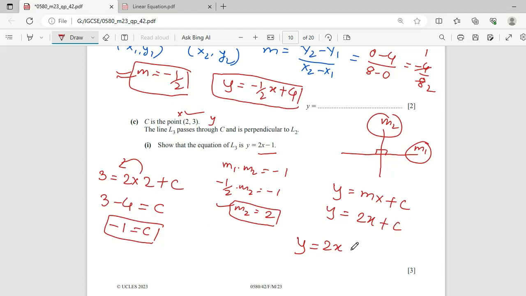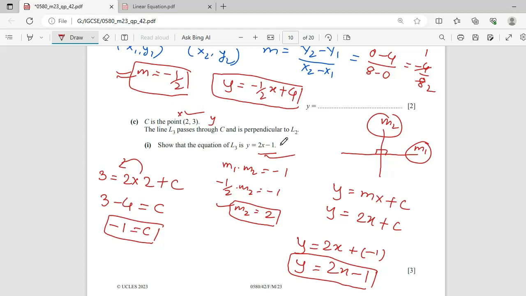C is minus 1, so plus into, if I write in a bracket I can write it in this form. Plus into minus is minus, so plus minus minus, so 2x minus 1. So if you see, this is coming like this.